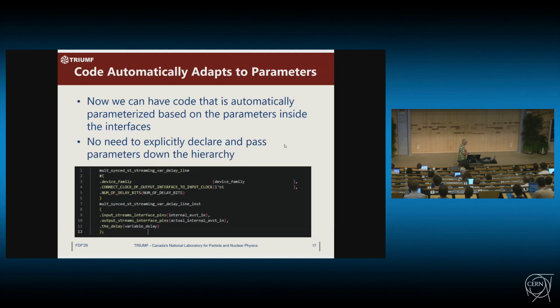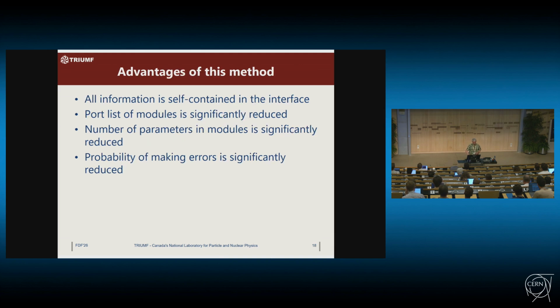And I'm sorry, I'm going a little fast because my time is running out, I'm being told. You can see here the connection here. I only connect the interfaces, and the entirety of the module automatically adapts to the various parameters of the interface by extracting them directly. And obviously, you can see here that this reduces the probability of errors, because now I don't have to propagate, independent of the interface, the parameters as well down the hierarchy. The hierarchy automatically adapts.